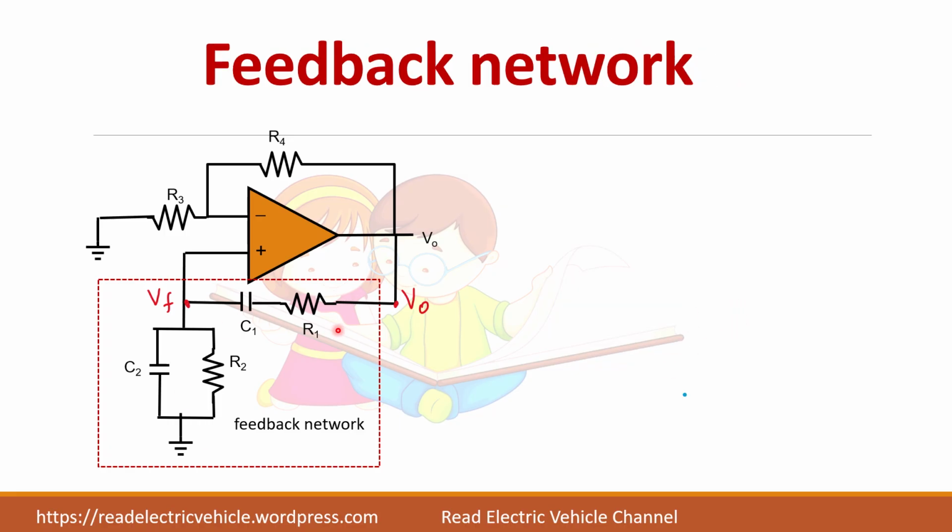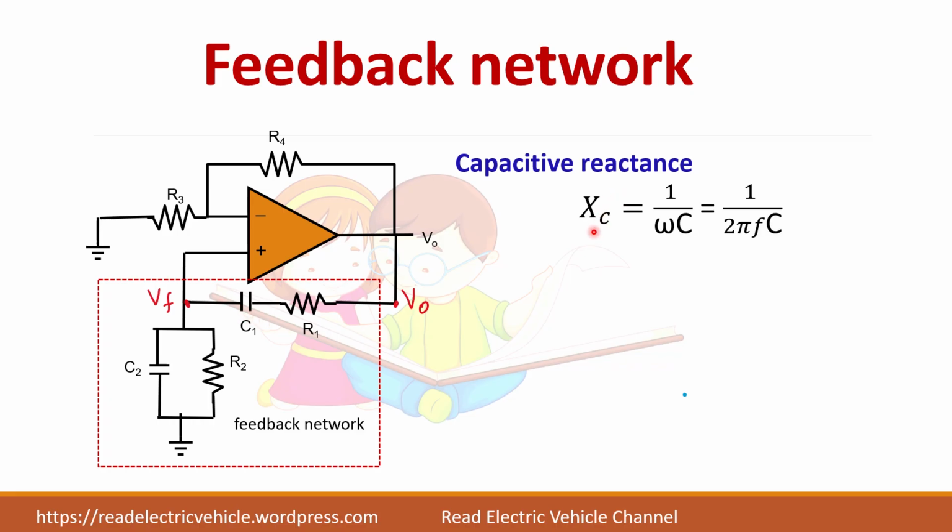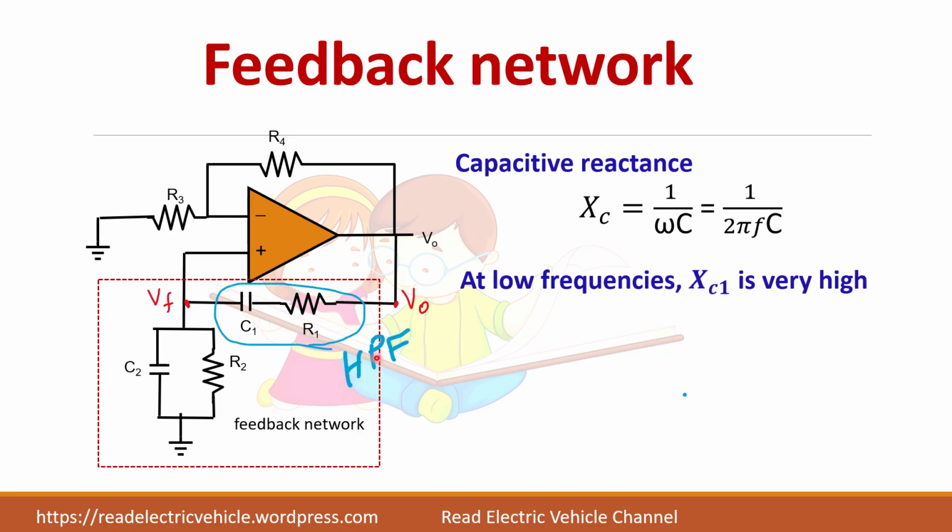Let us look at the feedback circuit. Here we have this series R1 and C1. If you see the capacitive reactance, Xc is equal to 1 by omega C. Omega is nothing but 2 pi F. So frequency is inversely proportional to the reactance. At low frequencies, this capacitive reactance is very high because F is low, Xc will be very high. So it doesn't allow the low frequency signal. Basically, it is a high pass filter.